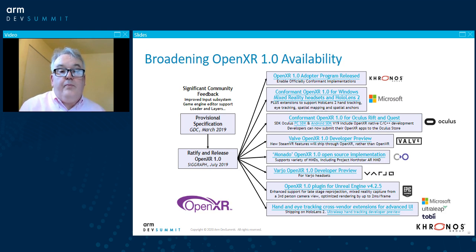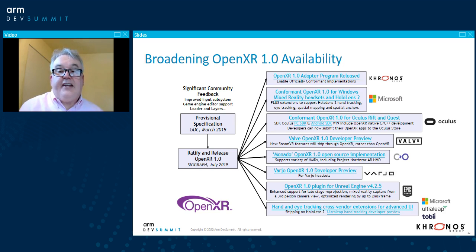This includes all Windows Mixed Reality headsets and the HoloLens 2 from Microsoft, plus the Oculus Rift and the Oculus Quest. Oculus has announced that developers can now submit their OpenXR apps to the Oculus Store. Pretty big deal. There are also a significant number of runtimes and devices that will soon be compliant. This includes SteamVR from Valve, the Varjo high-resolution VR headset, and the Monado open-source OpenXR implementation from Collabora.